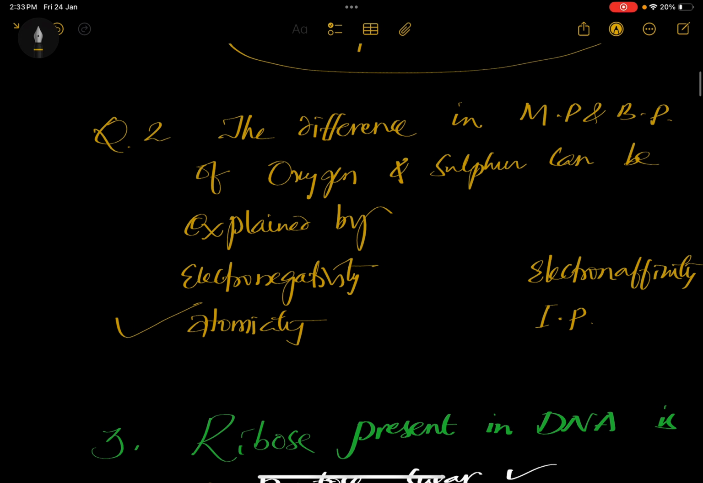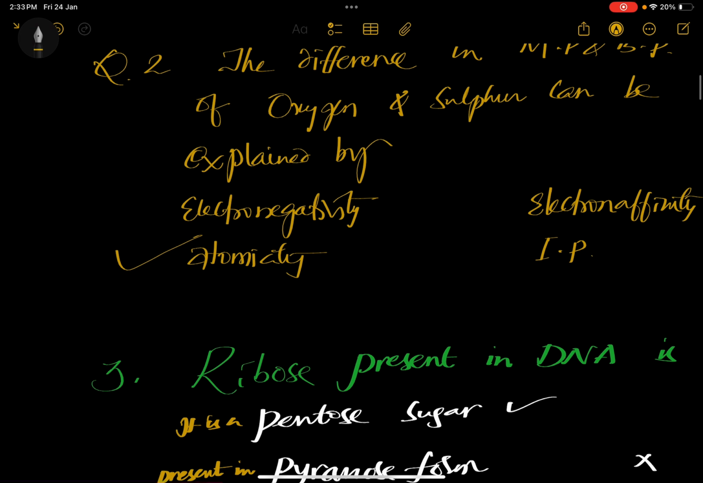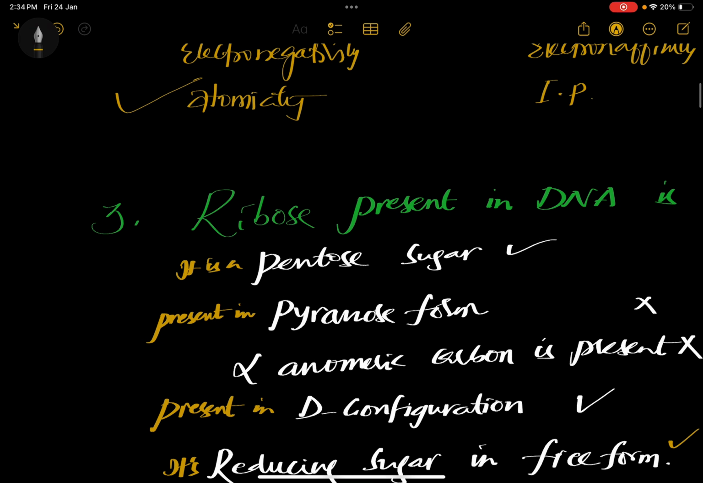The difference in melting point and boiling point of oxygen and sulfur can be explained by atomicity, because oxygen is a diatomic gas, sulfur is an octatomic solid.